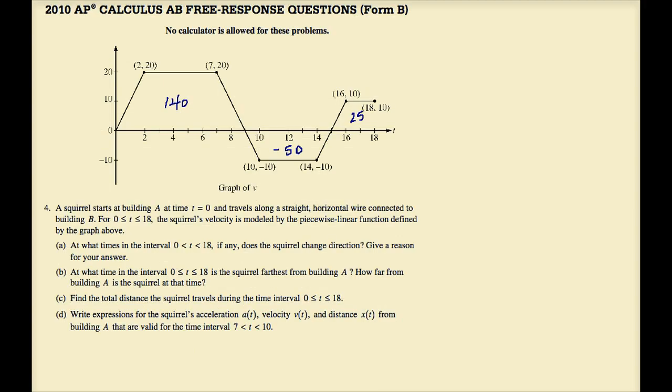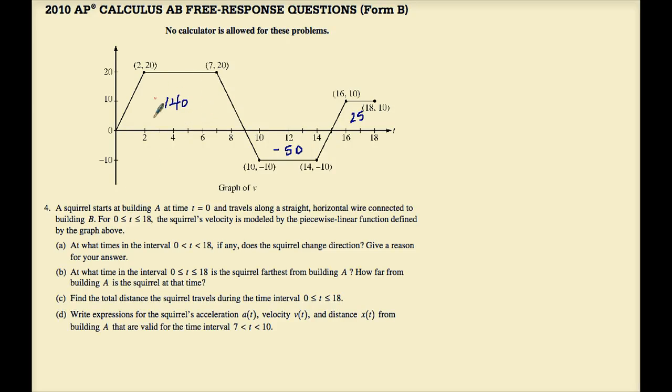For our last example, we have a free response question from the 2010 AP exam. No calculator is allowed for this problem. A squirrel starts at building A at time t equals 0 and travels along a straight horizontal wire connected to building B. For 0 less than or equal to t less than or equal to 18, the squirrel's velocity is modeled by the piecewise linear function defined by the graph above.